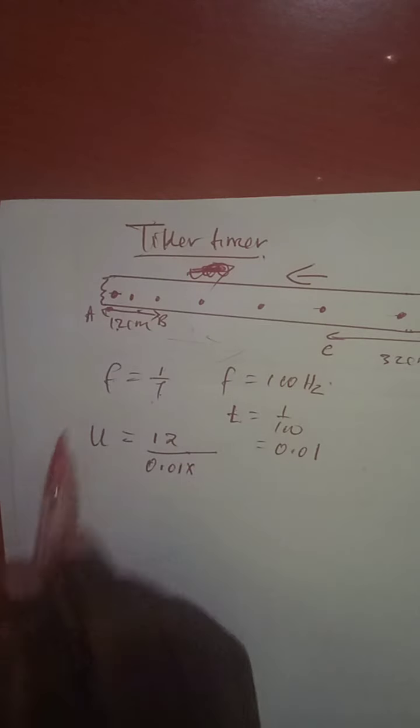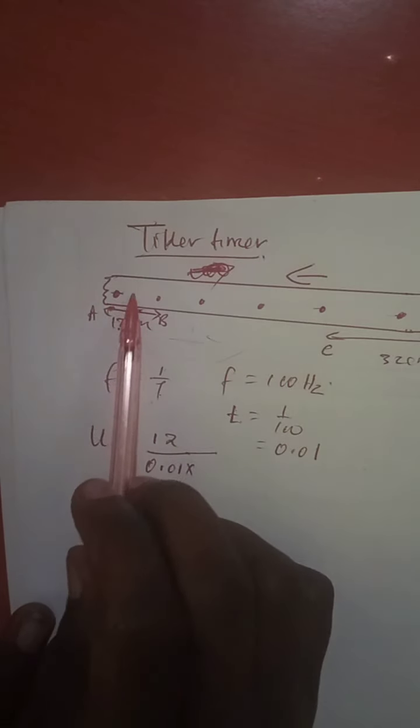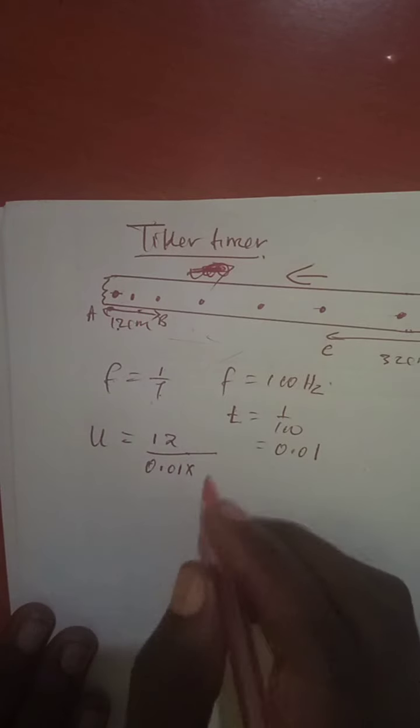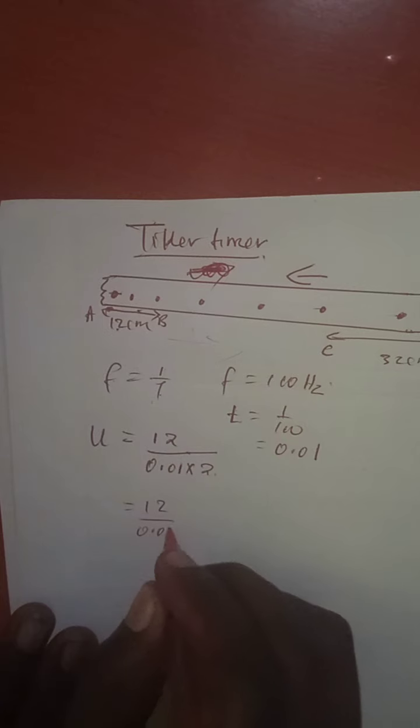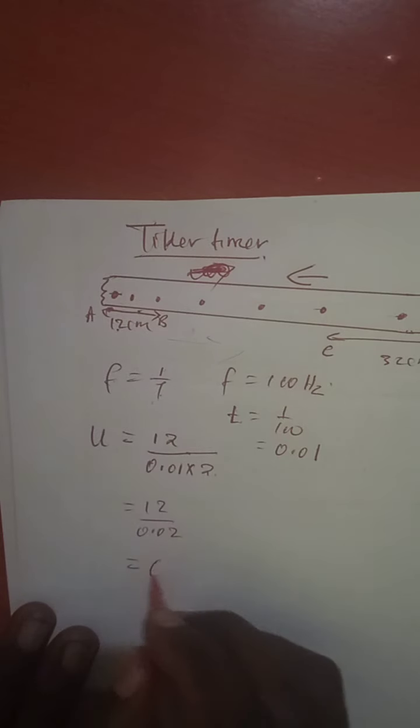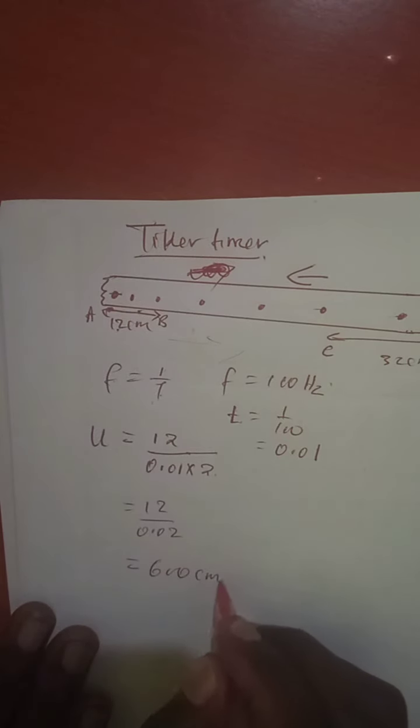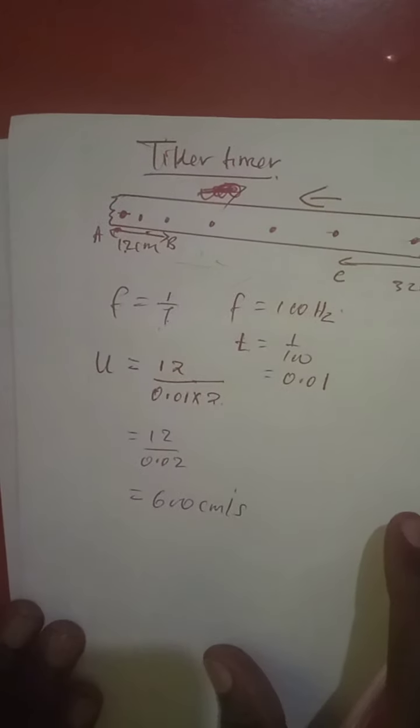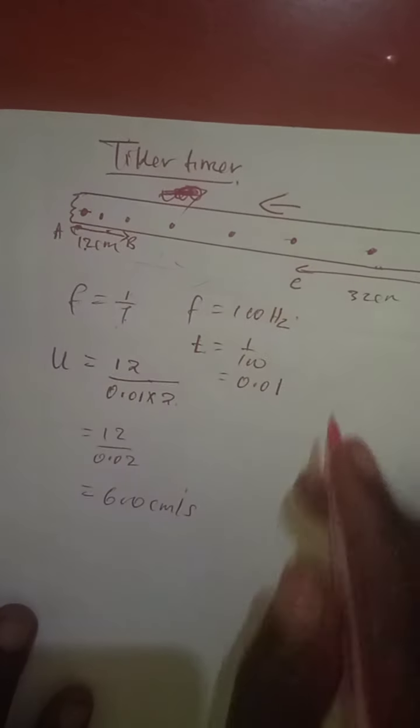Therefore, initial velocity is now the distance over the time taken to complete that initial velocity, which is 0.01 times the number of complete oscillations. We have here 1, and then you have 2. So therefore, it's times 2. That gives you 12 divided by 0.02, which leaves you with 600 centimeters per second. So this can also be converted to SI units if need be.